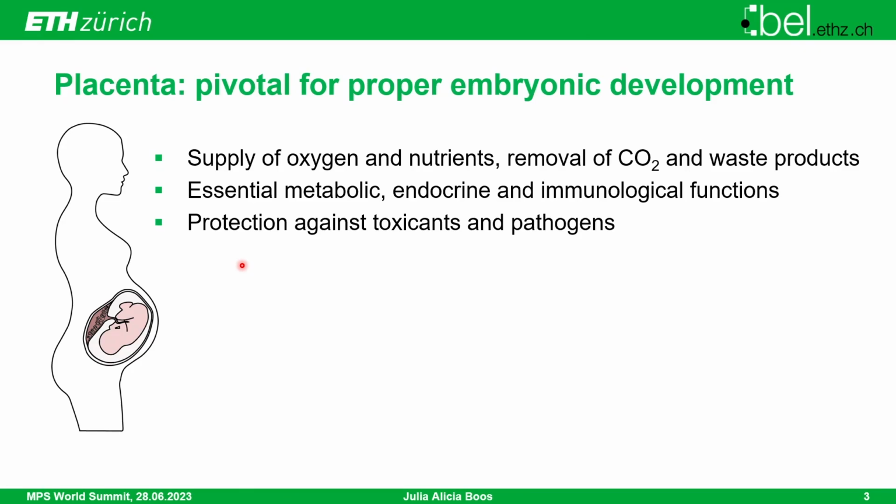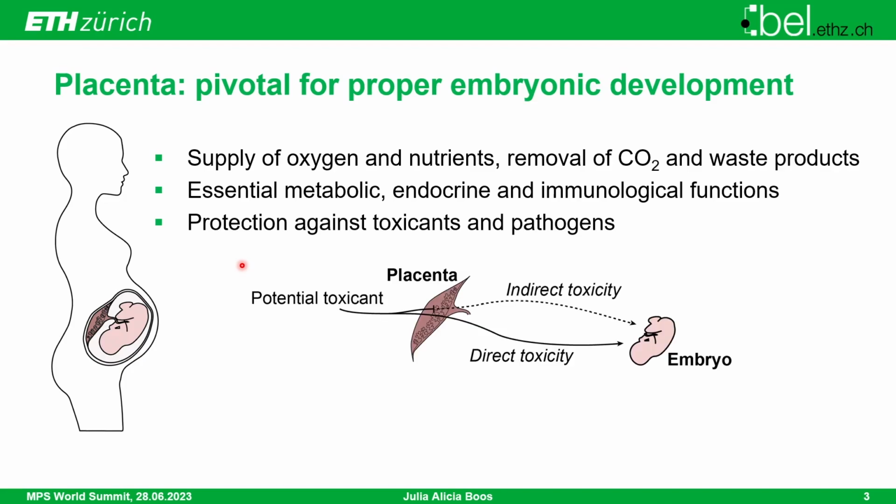The placenta also overtakes many essential metabolic, endocrine, and immunological functions, and of course, it's an important protection against toxicants and pathogens. However, nowadays we also know that not all toxicants are held back by the placenta, but that some toxicants can just freely pass through the placenta and exert a direct toxicity effect on the embryo. Other toxicants are indeed held back by the placental tissue, but still cause indirect toxicity effects, for example, through the release of secondary mediators in the placental tissue or through the generation of metabolites.